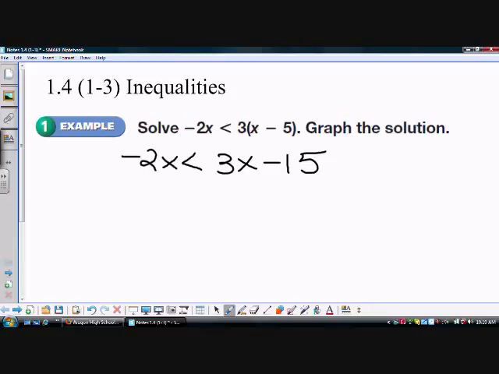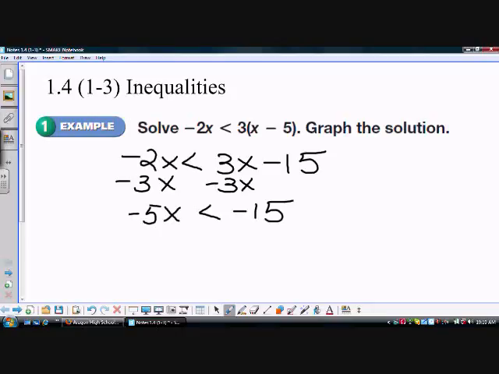Next. Yes, ma'am. Subtract 3x from both sides. Negative 2x plus negative 3x is negative 5x is less than negative 15.